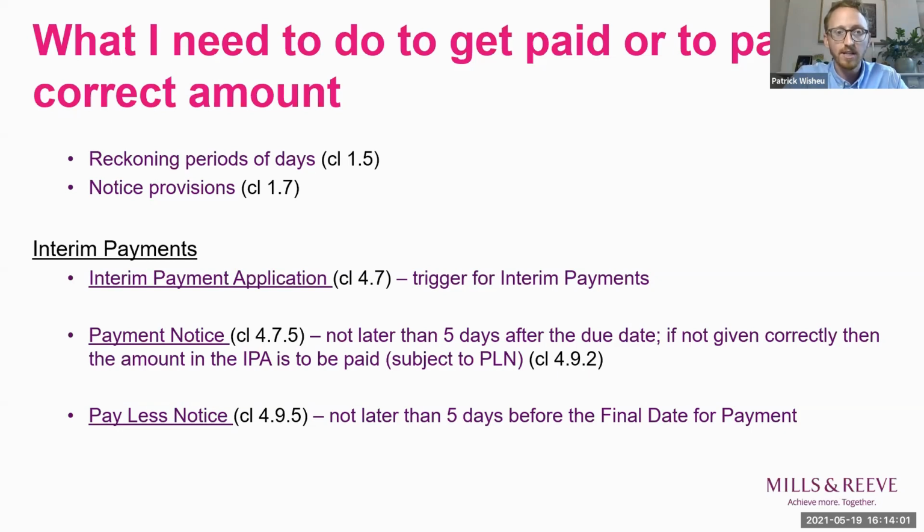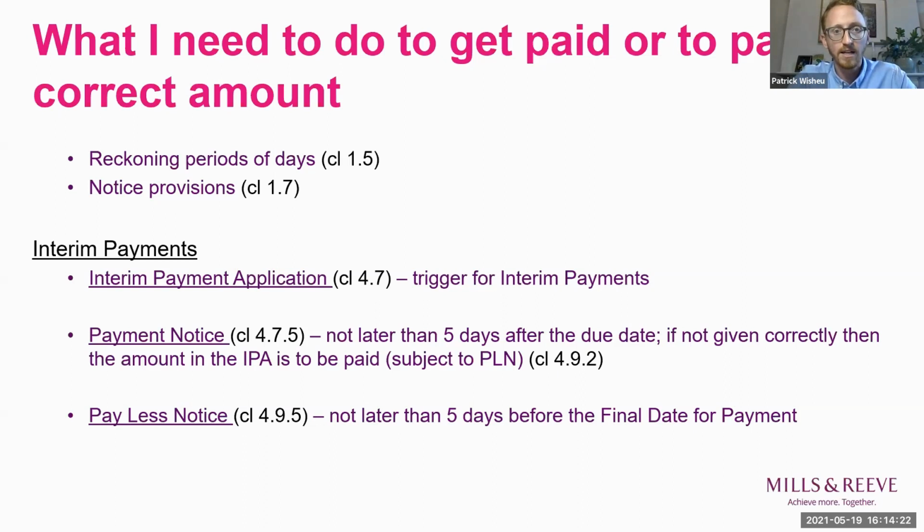Taking each in turn, the interim payment application, that's the trigger. So that's what starts everything running for interim payments. As I discussed earlier, that also sets the date for the due date and the final date for payment. And in this, the contractor states the sum that the contractor considers due as of the due date, so 7 days from when it's issued.